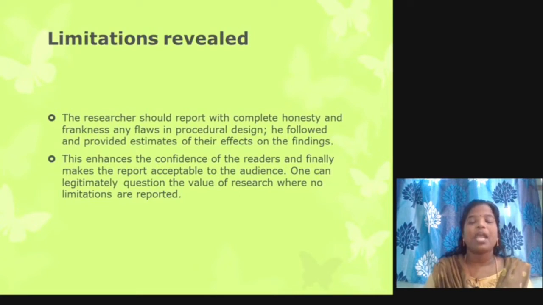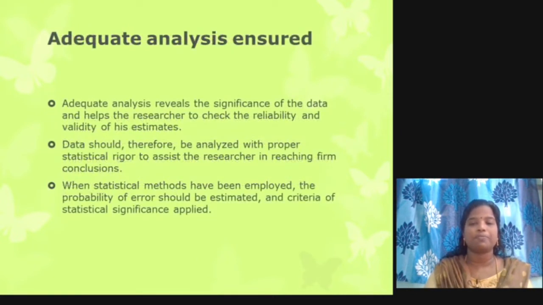Limitations related. Every research has limitations. No research is absolute. There is always a scope for further investigation. The researcher should report with complete honesty and frankness any flaws in procedural design that were followed and provide estimates of their effects on the findings. This enhances the confidence of the readers and finally makes the report acceptable to the audience. One can legitimately question the value of research where no limitations are reported.